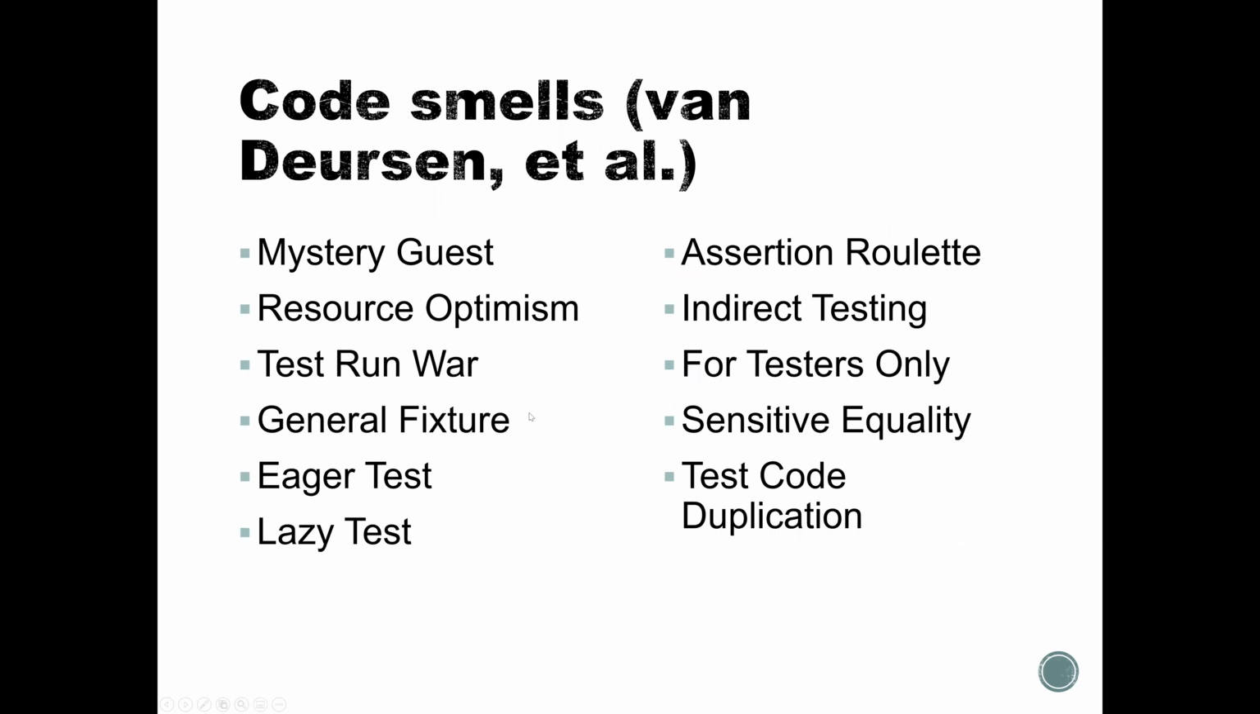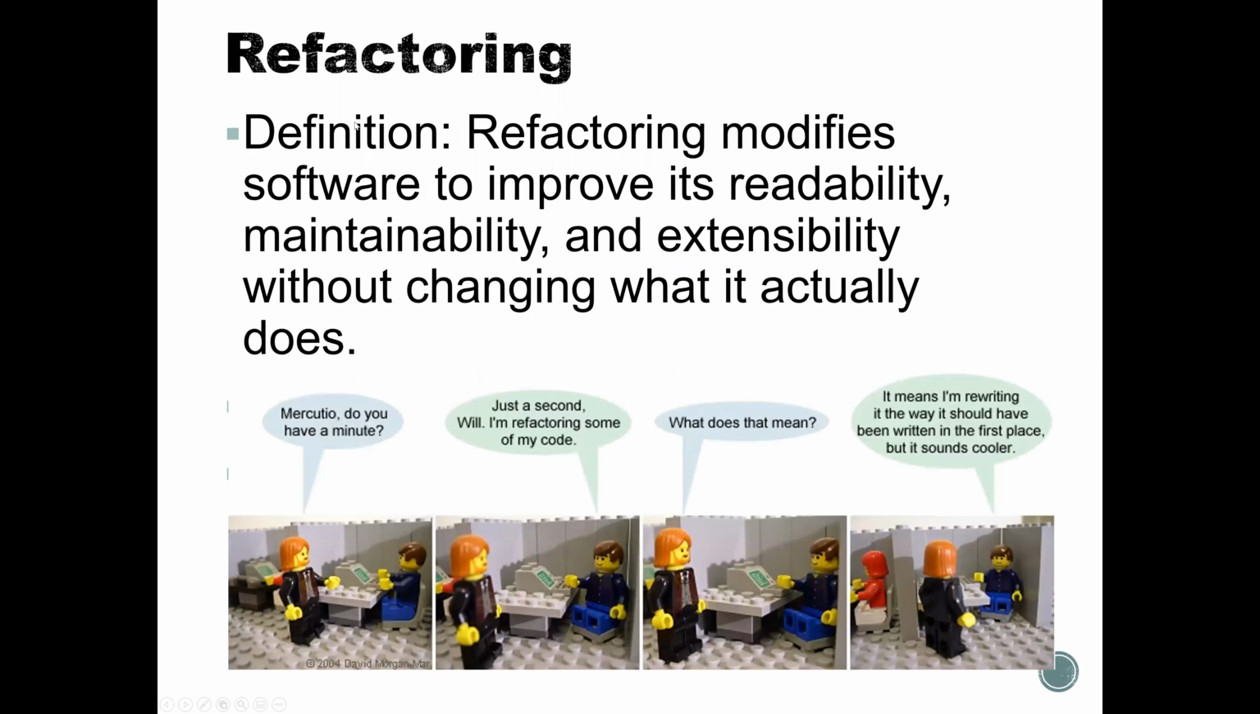So similarly, we have Van, who has also mentioned different code smells: mystery guest, test run war, general fixture, eager test, lazy test, test code duplication, sensitive equality for testers. So you can go through these different parameters and check what exactly these terminologies are in terms of code smells.